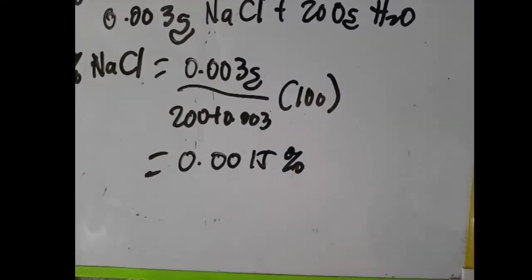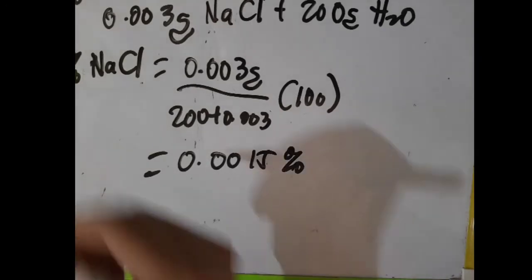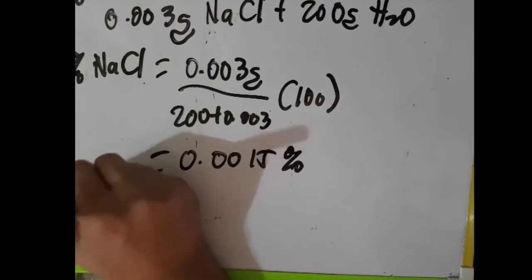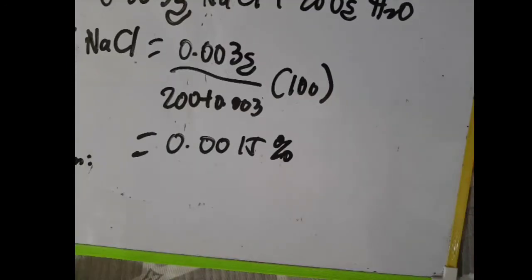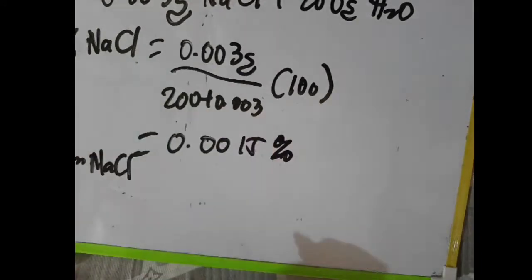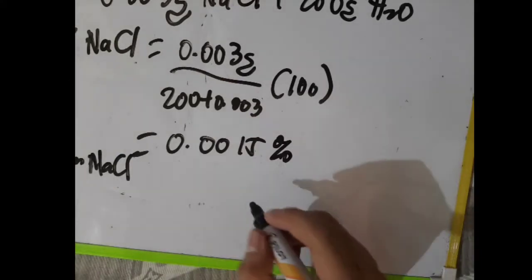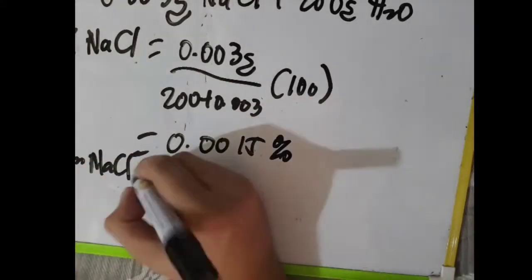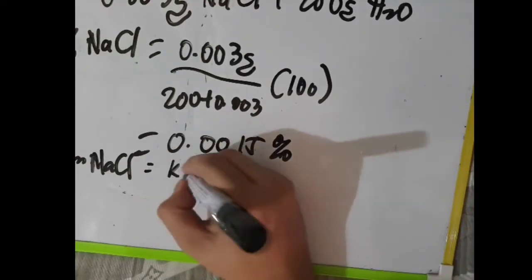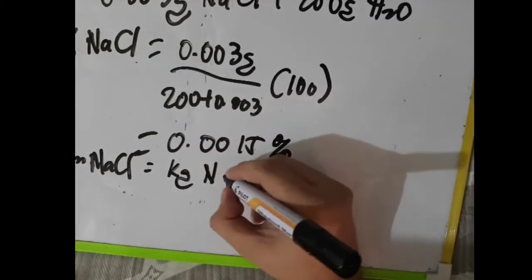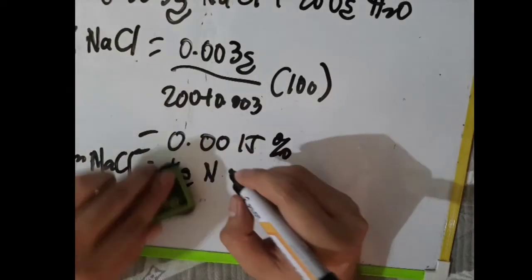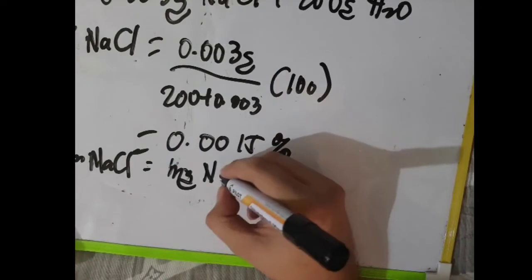Now let's say I want to express this in another quantity. Let's say I would like to express this in parts per million, parts per million NaCl. Now we need to remember that parts per million is equal to milligrams of solute, which is NaCl.